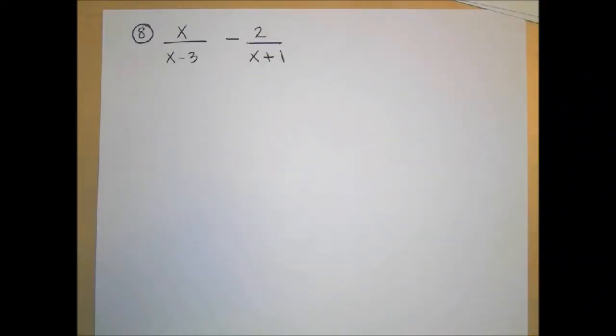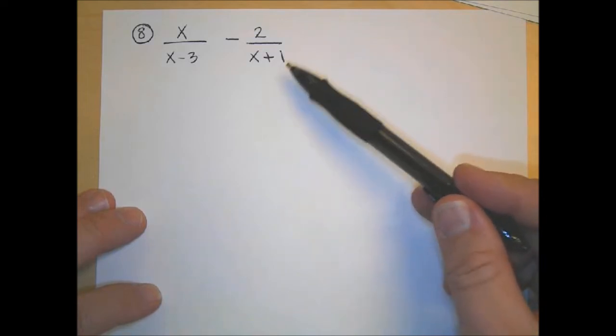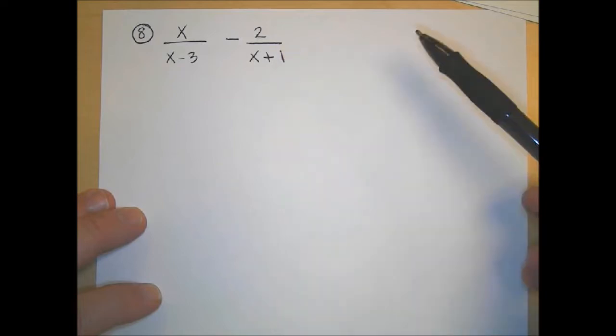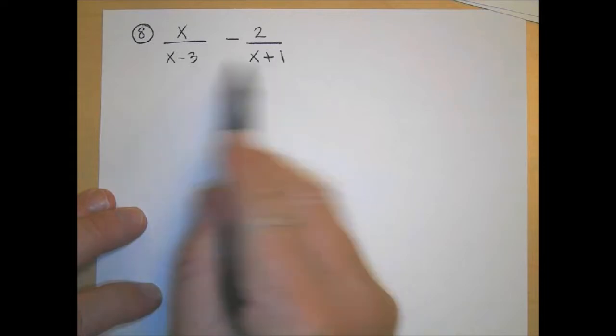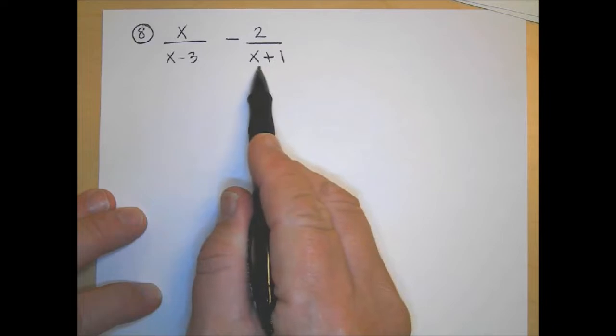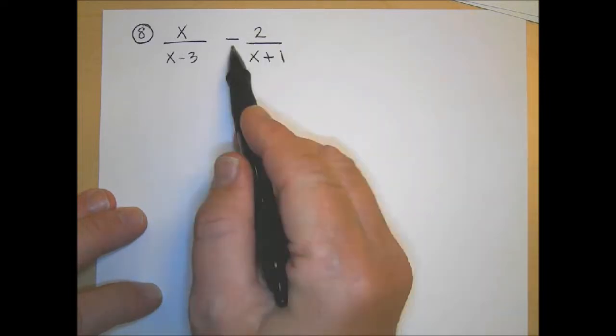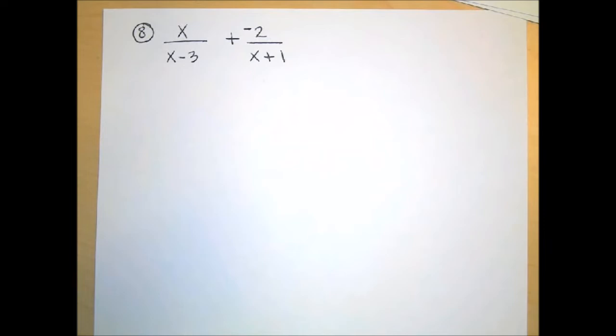Problem number 8 presents itself as a subtraction problem, a simplify. It's not a solve. There isn't an equal sign here. So we're going to have to keep this in fraction form. We're going to have to find the common denominator, and we're going to have to use the common denominator. Now, this really isn't that difficult because each denominator is its own distinct binomial. So first thing I'm going to do is change it from a subtraction to an addition problem by making that a plus and turning the 2 into the -2. It's going to help in about a minute or so.